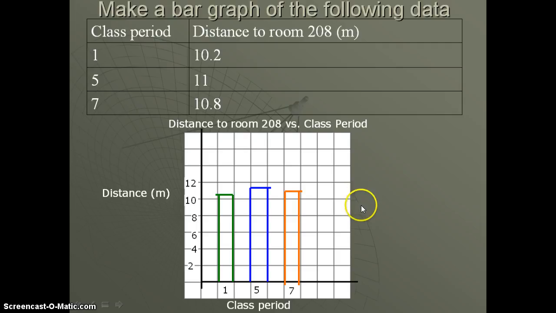Now, like I was saying, this bar graph is useful because it shows us that all of the class periods measured pretty close to the same number, but that there is some variation.